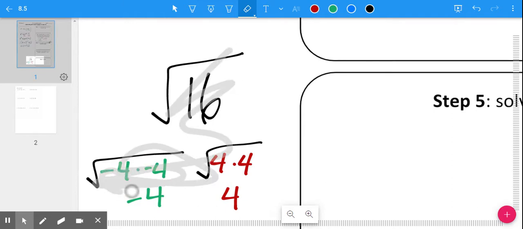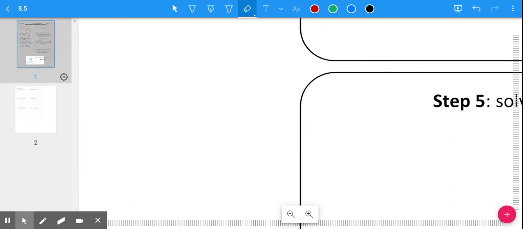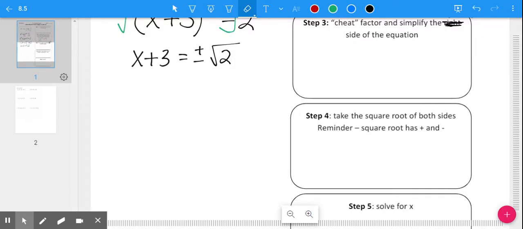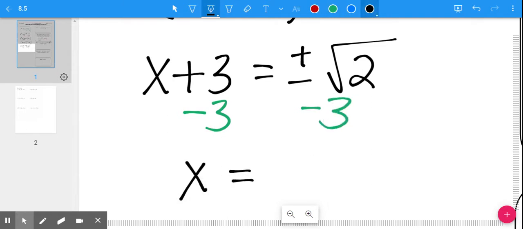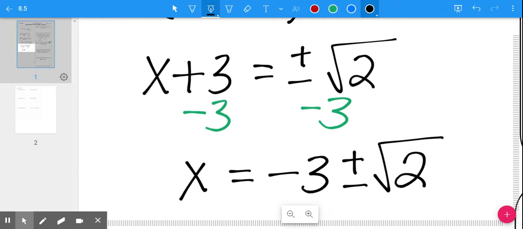So when we're finding these solutions to perfect squares using completing the square, we have one more step to do. You have to include that positive or negative after the square root. So x plus 3, how do we get rid of the plus 3? You subtract it. And then we're left with x equals, I like to put the negative 3 first just because of that plus or minus, square root of 2.